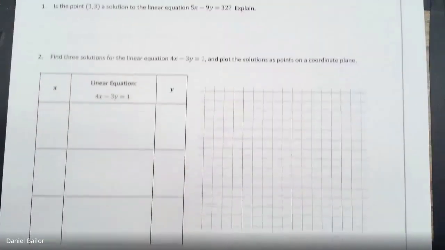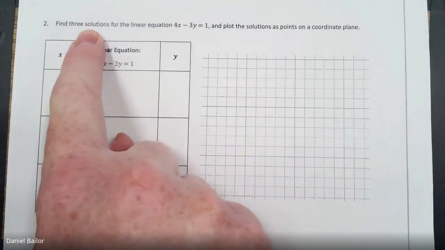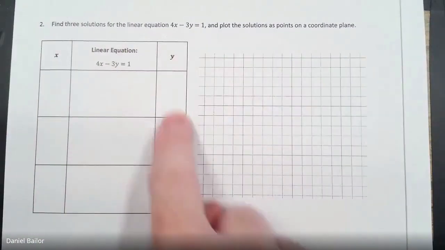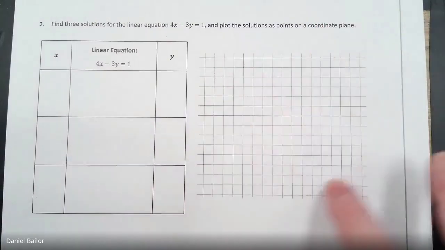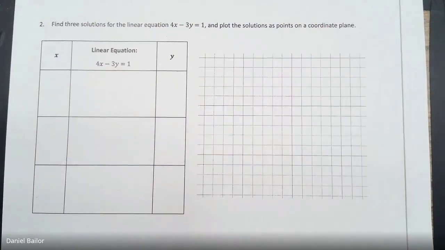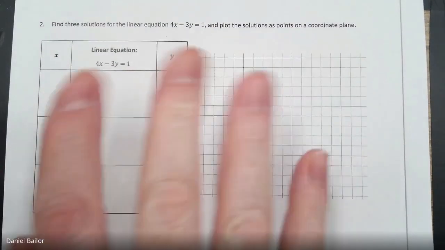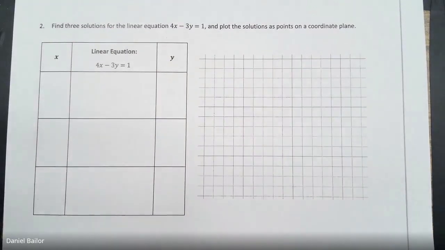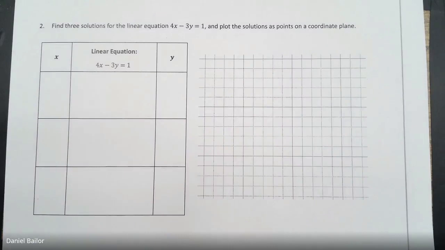And then it's wanting you not to do 5 solutions. It says find 3 solutions for this equation and then graph it. So they gave you a little piece of a little graph right here to graph your answers. Think about what you're going to choose for your x. Think about what you're going to choose for your y. It is a little bit of a complicated equation because both variables have coefficients. But if you think about it, I'm sure you'll do well.